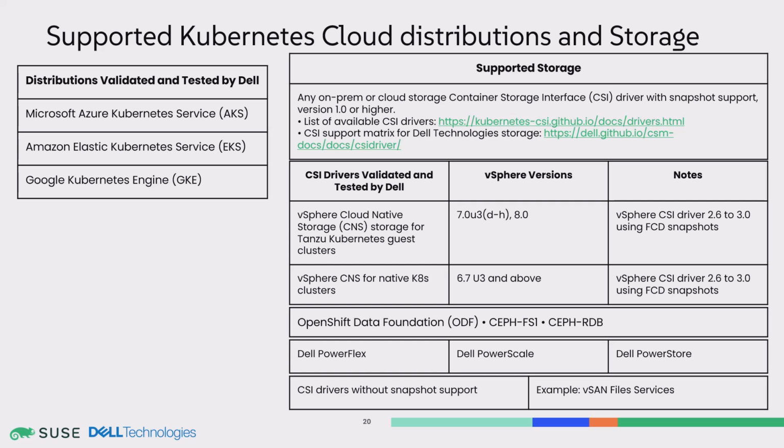These are some of the cloud distributions and storage validated and tested by Dell Technologies. Supported cloud distributions include AKS, EKS, and GKE. Supported storage include any on-prem or cloud storage CSI driver with and without snapshot support.